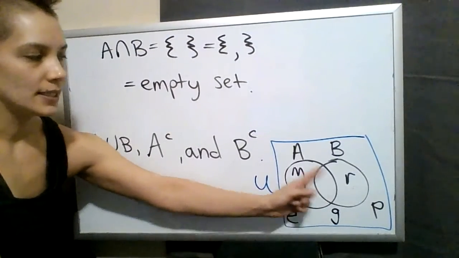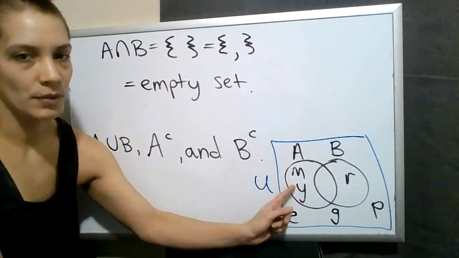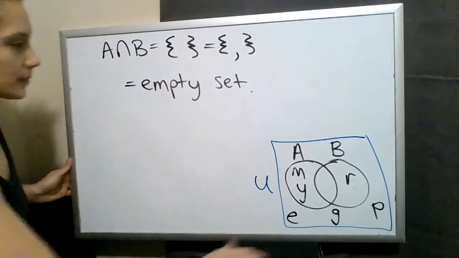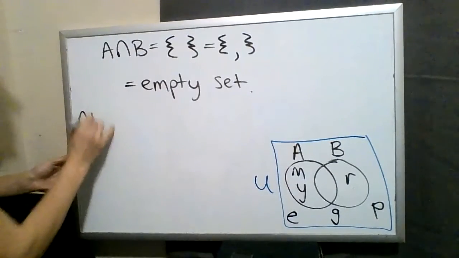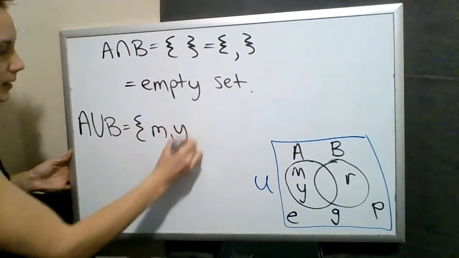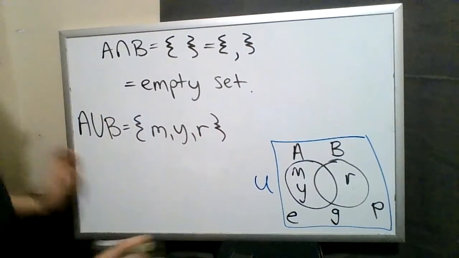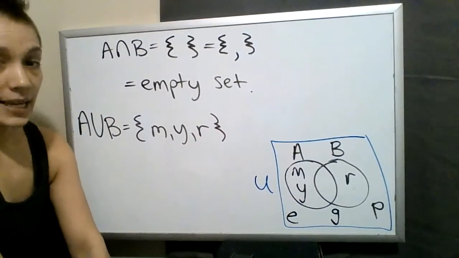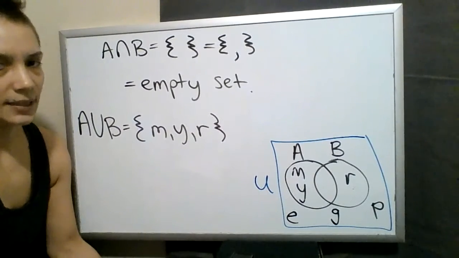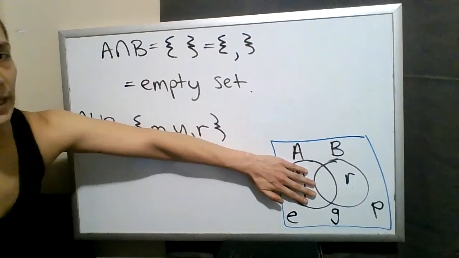A union B is to take the set A with set B and what's shared. So M, Y, and R are in the union. A complement is all of the elements in your universe except for the ones in A. So everything except for M and Y, which would be R, E, G, P.